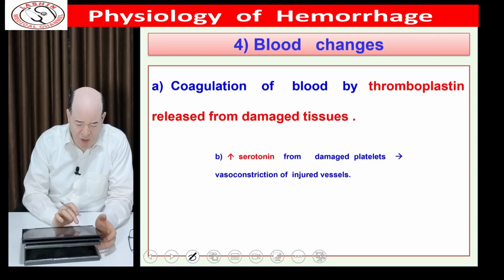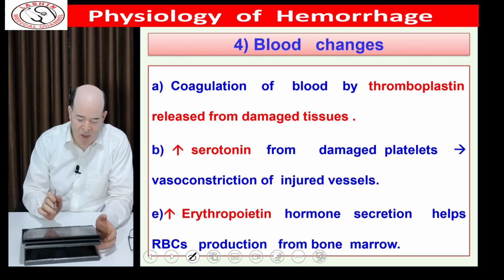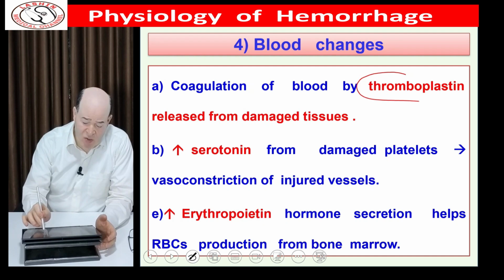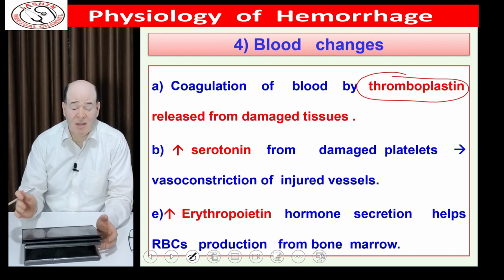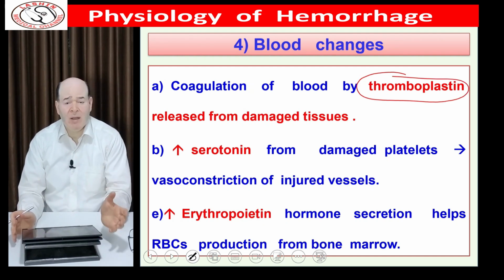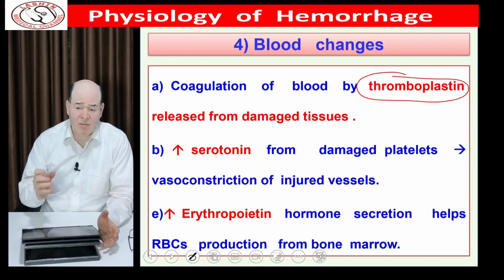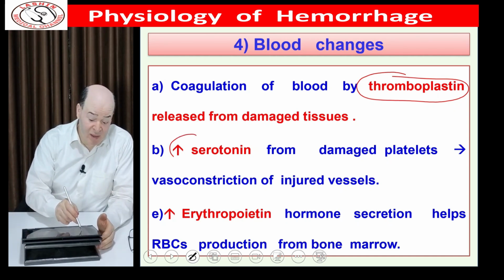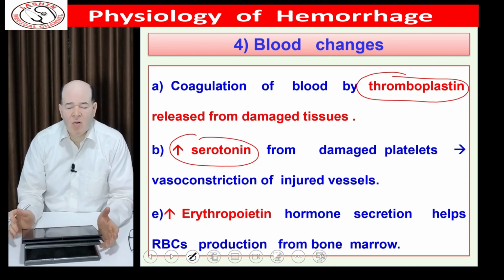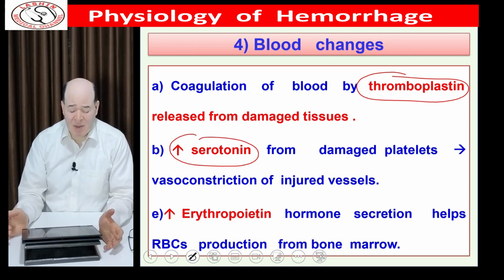We have also blood changes, which include first, increased release of tissue thromboplastin. This is an important procoagulant in the extrinsic mechanism, thus helping to limit blood loss. Also, there is increased release of serotonin. Also, it causes vasoconstriction and limits blood loss.